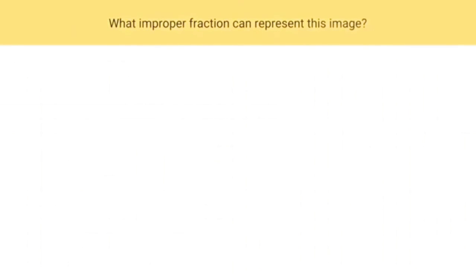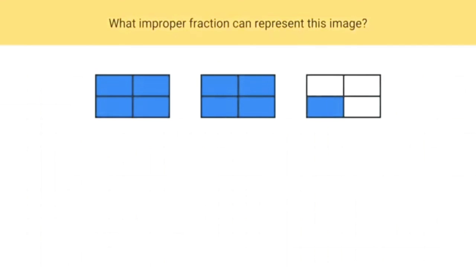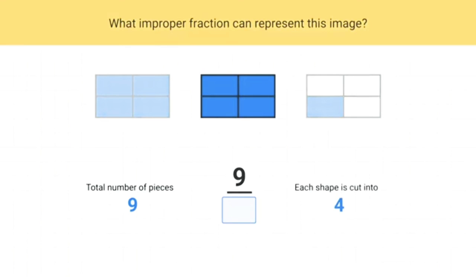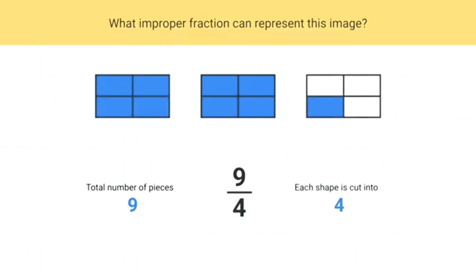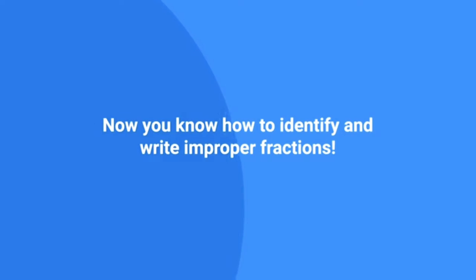What improper fraction can represent this image? In this image, we see that we have a total of 9 shaded pieces. Our numerator is 9. Then we can count that there are a total of 4 parts in each rectangle, so the denominator is 4. We can use the improper fraction 9/4 to describe this image. Great job!